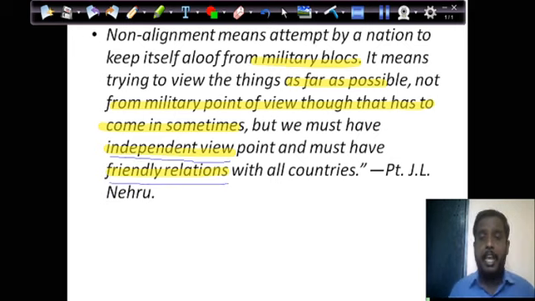So this is the definition of Pandit Nehru. He is trying to tell that if you are going with USA or USSR, or if you are going to align with them, you won't be having an independent view as well as friendly relations with all other countries. So this is the crux of the non-alignment movement.